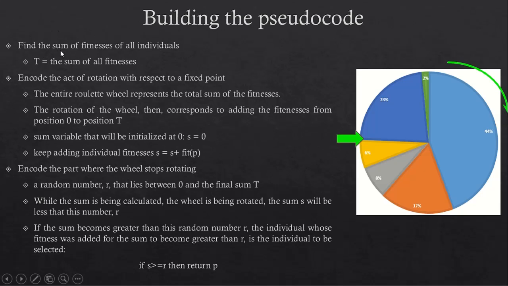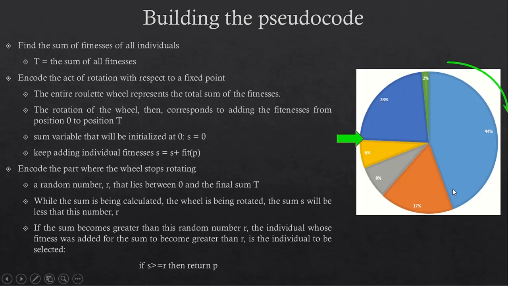So, the first thing that needs to be done, as we have seen in the example, is to find the sum of fitnesses of all the individuals. Therefore, let T, capital T, be the sum of all the fitnesses. Now, we need to encode the act of rotation with respect to a fixed point. The entire roulette wheel represents the total sum of fitnesses. At the start of the rotation from a fixed point, the area covered by the pointer is 0. And at the end of one complete rotation, the area covered by the pointer corresponds to the total sum of fitnesses. So the range is 0 to T.